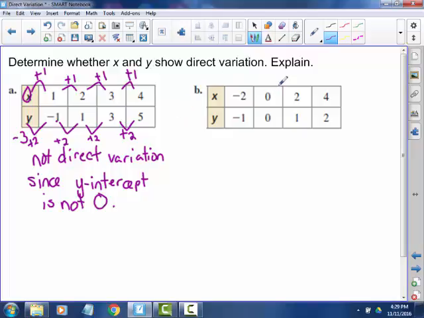Okay. Now here, it gave us 0 on the table, so we can see it goes through the origin. So the only thing we have to check here is, does it have a constant rate of change? Okay, so we went up 2, up 2, up 2, and here we went up 1, up 1, and up 1. So this does have a constant variation. And it does go through the origin, so this is direct variation.